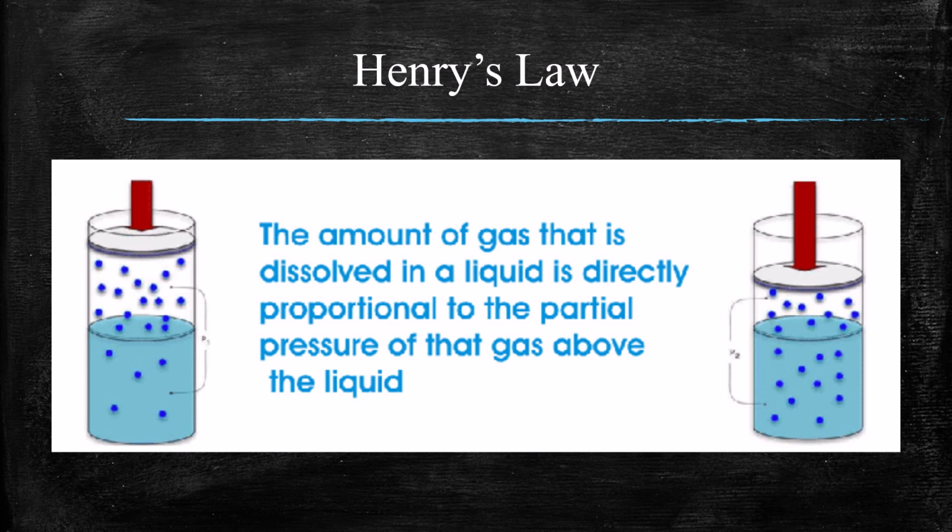So Henry's law basically states that the amount of a gas that is dissolved in a liquid is directly proportional to the partial pressure of that gas above the liquid. As you can see in the diagram, on the left side we have a pressurized container, and on the right side we see the after effect of the partial pressure of the gas. Notice the difference between the gas on the left and the gas on the right. This is what Henry's law tells us about the direct proportionality of that pressure to the gas above the liquid.